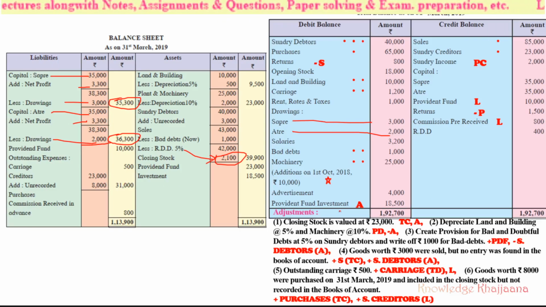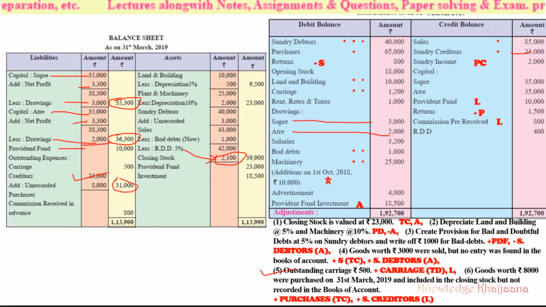Next, provident fund, that was a liability, we have taken over here. Outstanding expenses of carriage, the second adjustment, we had taken over here. Then creditors of rupees 23,000 we have recorded, plus the goods which we had purchased on credit but which were not recorded by the purchase keeper. So we have to record it to the creditors. Unrecorded purchases of rupees 8,000, so the total value of the creditors will go to 31,000.